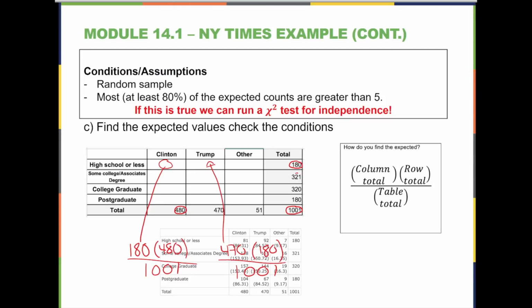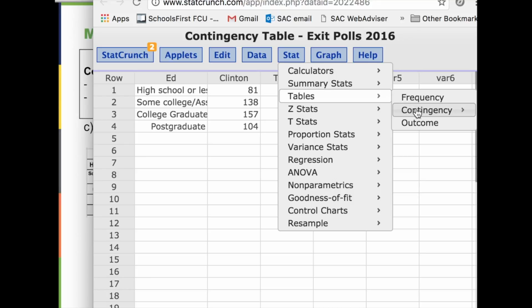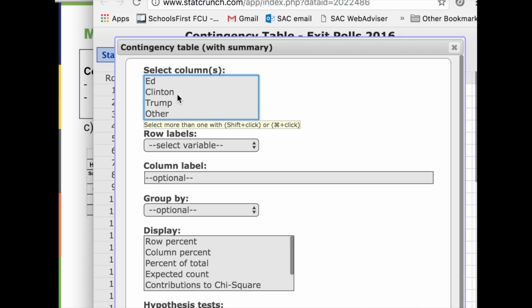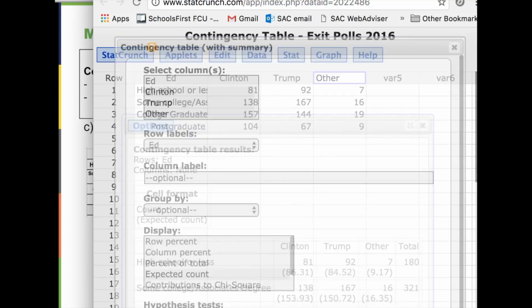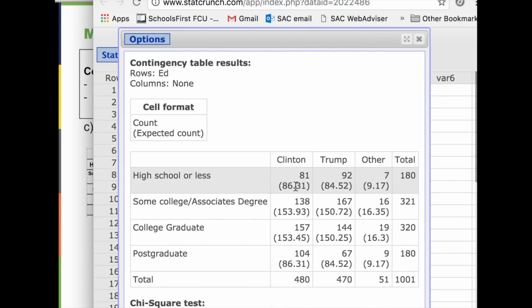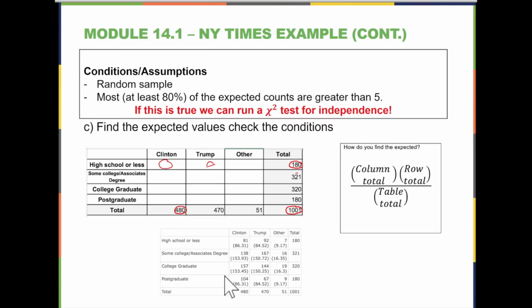Now I went ahead and did this already in StatCrunch, and you can see that I got 86.31, 84.52, 9.17. So to do that in StatCrunch, you go to Tables, Contingency, with Summary. We pick our columns, we pick our rows, and we click on Expected Counts and hit Compute, and it will do all those calculations for us. So here's what was observed, here's what was expected, and that's how I got this table down here.